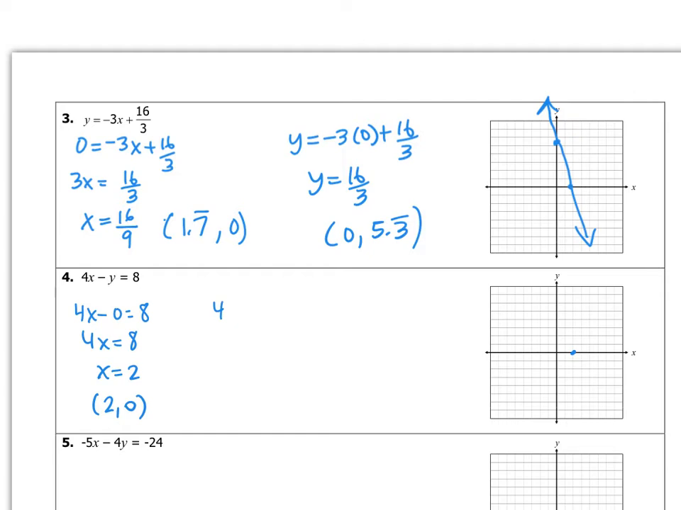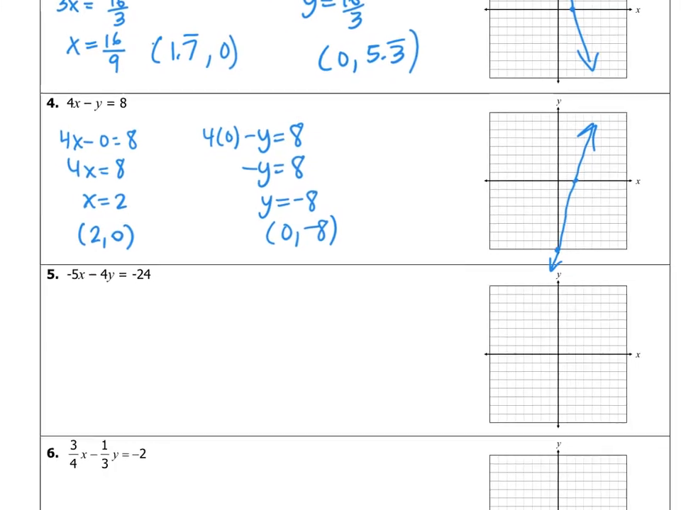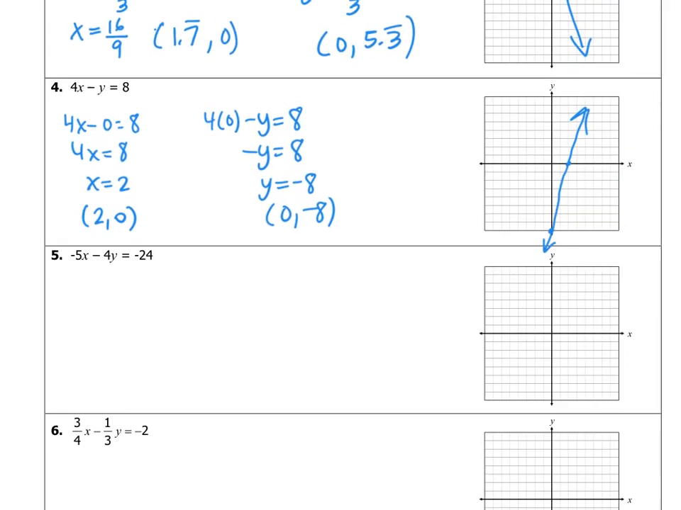So this one's a little bit easier because it's a whole number, not a fraction. And then to find the y-intercept, I'll let x be 0. And I get negative y equal to 8, so y is negative 8, so it's (0, negative 8). So that's way down there at the bottom, which is here. So that means our line would look like this.